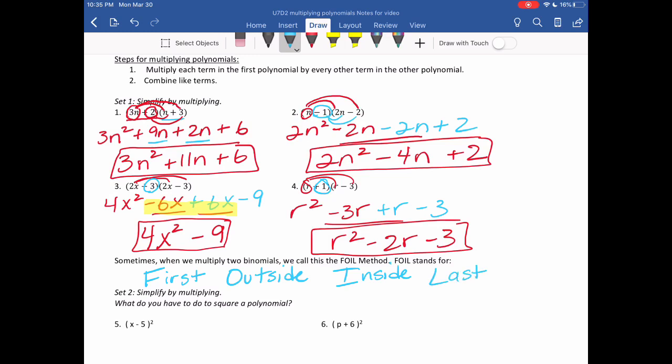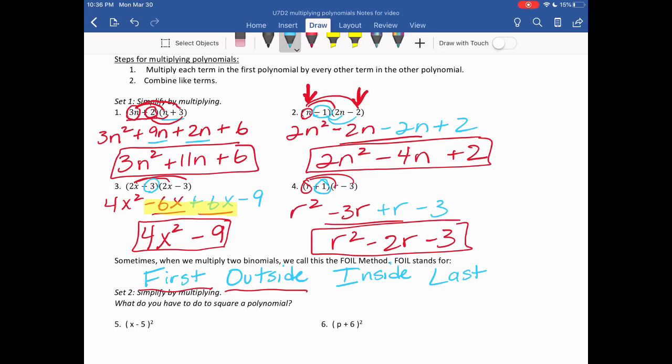All right? So what I mean by that is if you go back and look at number 2, for example, you can see everything I did in red. I used that N, this first term right here, and I multiplied N times 2N, right? Or in other words, I multiplied the first 2 terms together in the binomial, N and 2N. And then the outside terms would be considered N and this negative 2 here. Those are the outside terms.